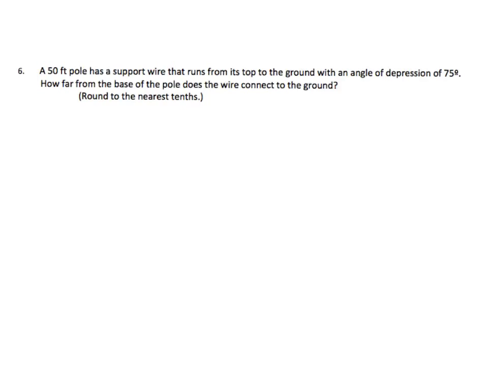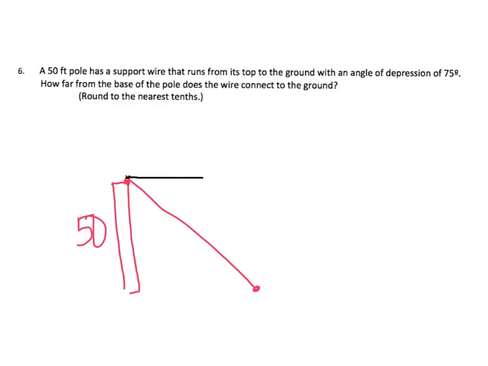Okay, so we've got a 50-foot pole. And a support wire that runs from the top to the ground. And the angle of depression, so from the top, I'm going to draw a horizontal line. So this is my line of sight. If I'm looking out, the angle of depression goes down. So this is 75 degrees right in there. How far from the base of the pole does the wire connect to the ground? So this is what we're trying to find here. So here's the connection to the ground. Here's the base of the pole.